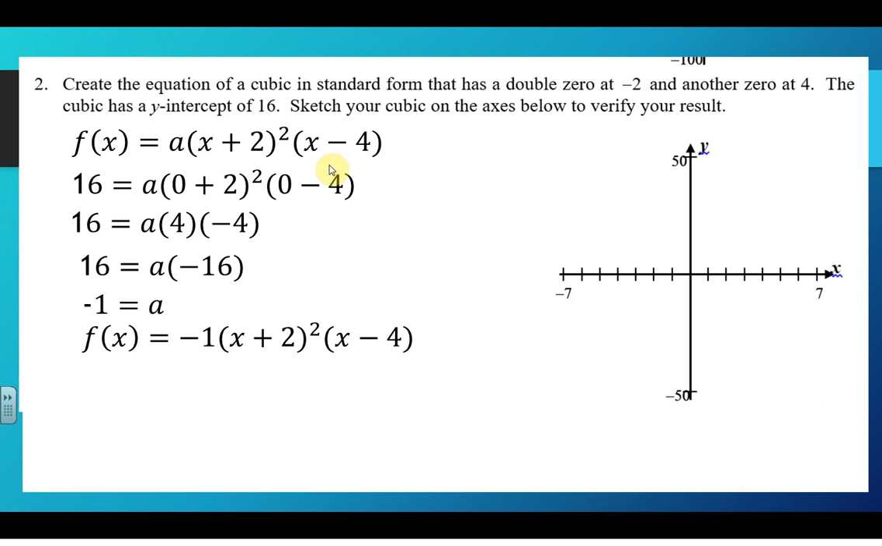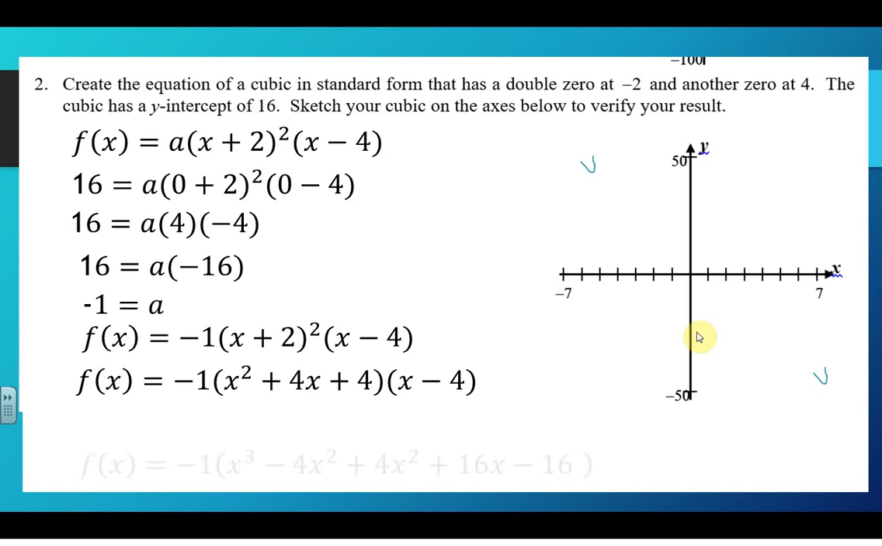Oh, and then it does say sketch. Sketching we're going to get more into, but we're just giving you an intro. So it's a cubic function, so I know it's going to start and stop in opposite directions. I showed that my leading coefficient is negative, therefore it's ending down. We have roots at, I did put it in standard form.